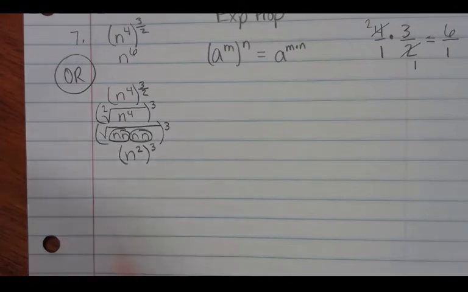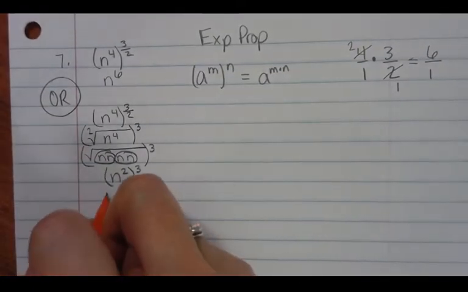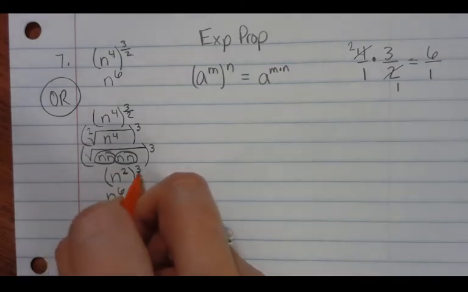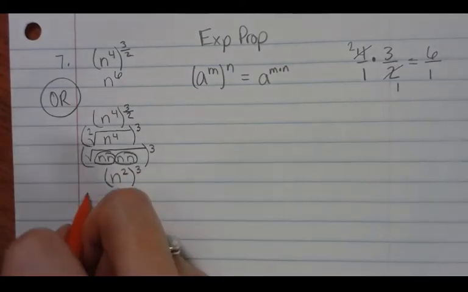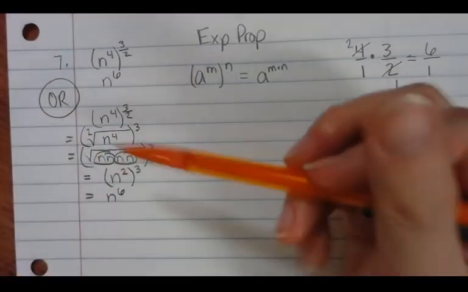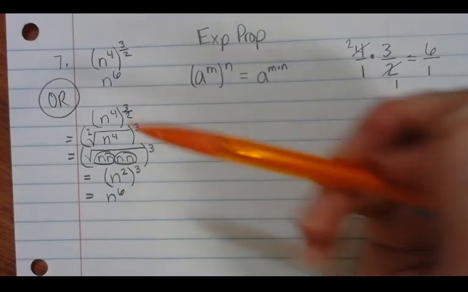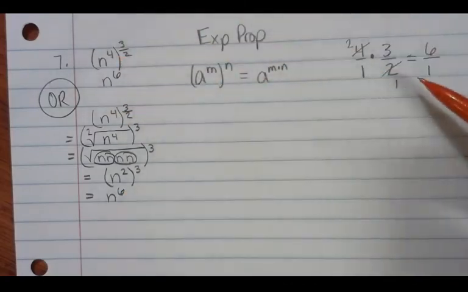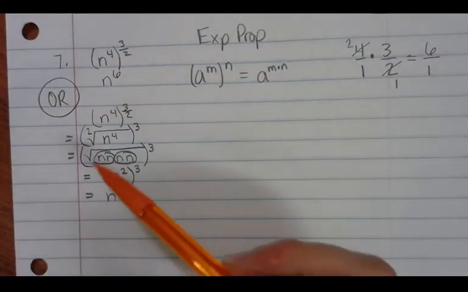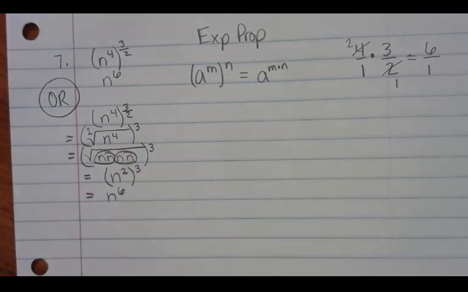So again, we'll still need that exponent property, power to power multiply, which gives us n to the 6, because 2 times 3 gives us a 6. I know in this case, it looks like it takes more steps to simplify. However, if you don't recall how to multiply fractions, this might be a better method for you, even if it does require more steps.